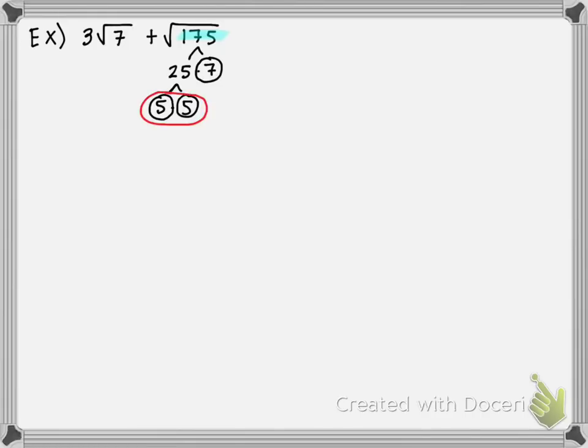Okay, and it tells me to take out a pair because the index is 2. So I'm going to take 1 5, put it on the outside, and my leftover is a 7. I'm going to leave it on the inside. I'm going to bring that first term down because I couldn't do anything extra with that. And then the radicands are the same, so 3 plus 5 is 8, square root 7. That's your final answer.